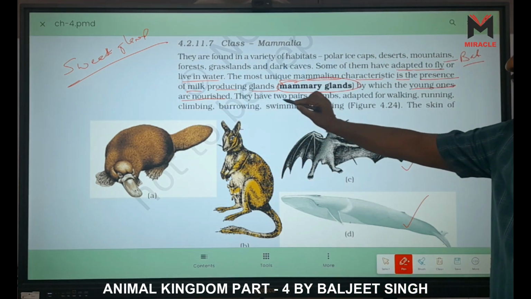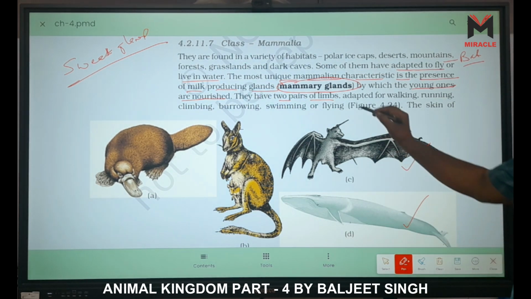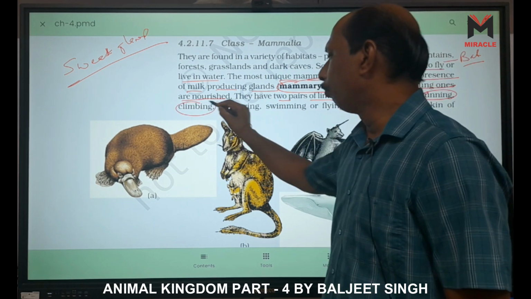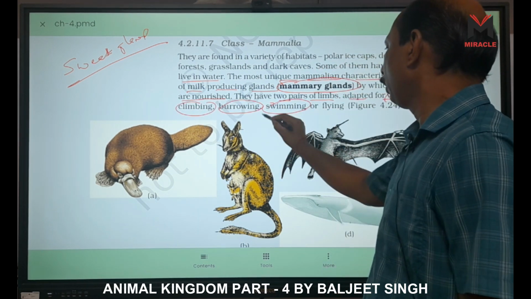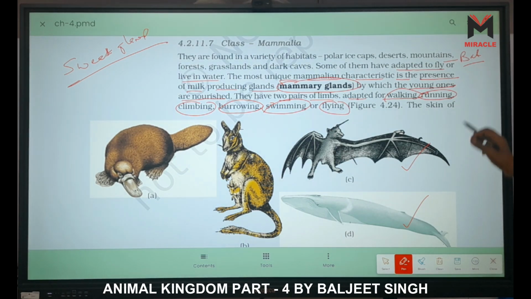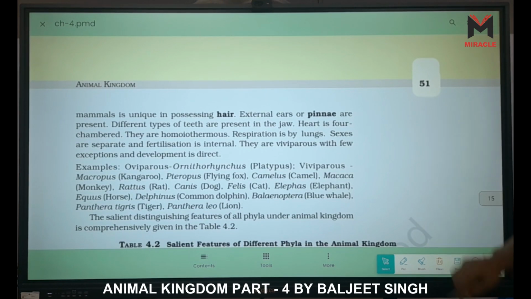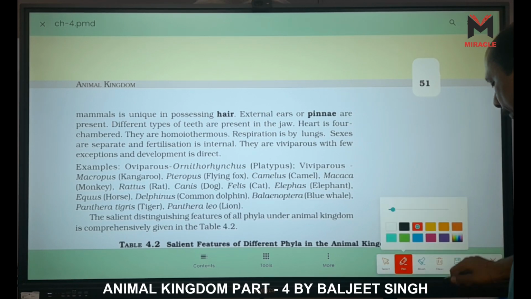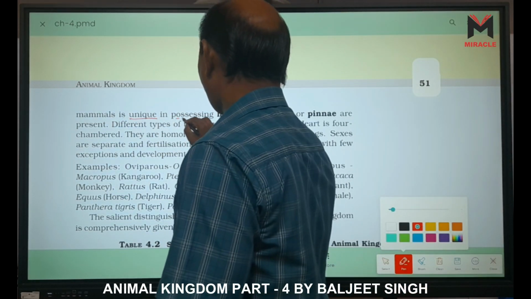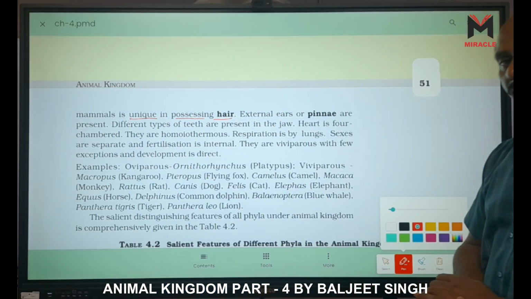They have two pairs of limbs, forelimbs and hind limbs, like in reptiles, like in Aves. Adapted for walking, running, climbing, burrowing, swimming or flying, right? The skin of mammals is unique in possessing hair. So body hair is also a unique characteristic of mammals.